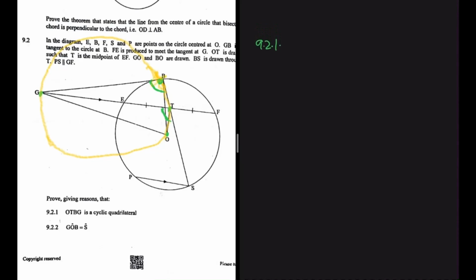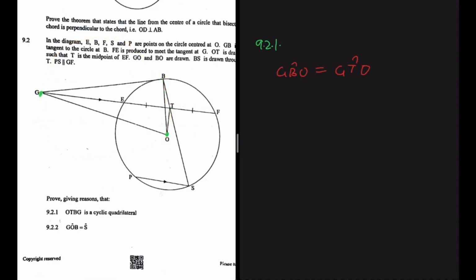So let me just erase this. So we are required to prove that angle GBO is equal to angle GTO. If we can prove that, then indeed OTBG is a cyclic quad, right? So let's go ahead and try and prove that.